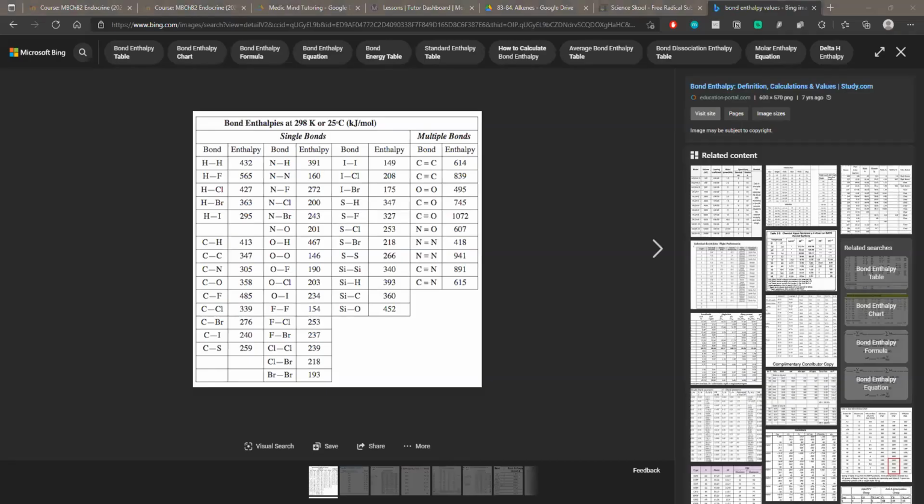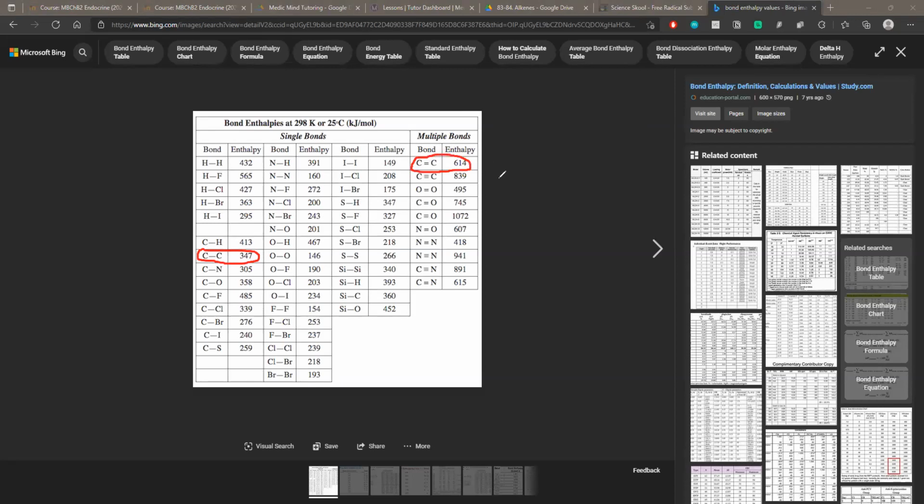But actually, you can find that on tables. Let me see if I can find bond enthalpy values. Okay, so this has double bonds in it as well. You can see that a carbon-carbon single bond is 347, but a carbon-carbon double bond is 614.